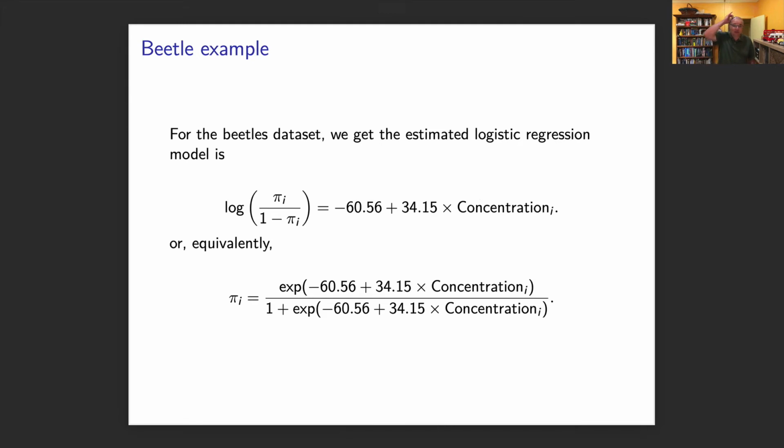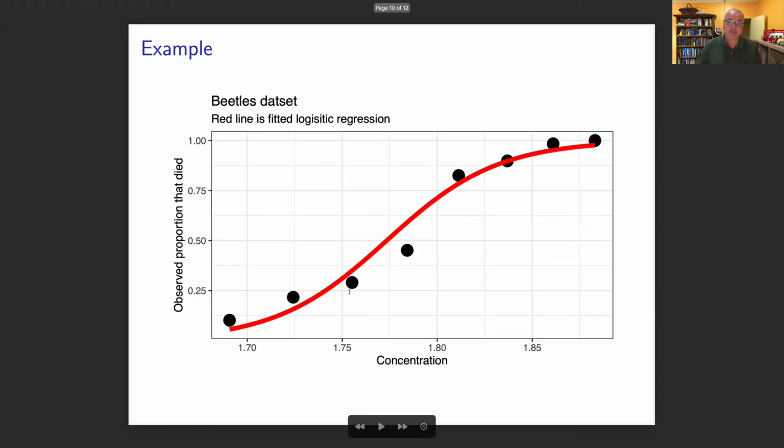So let's see about the Beetle data set. I will do a case study where we actually fit the logistic regression. I'll show you how to do that in the case study. But once we get that, we get this result: the log of pi i over 1 minus pi i. So notice it's not just y i, it's the log of the odds, is equal to minus 60.7 plus 34.15 times concentration. So I can plug in my concentration, I can get my log odds. Or I can rearrange that and say if I wanted the actual probability, I can put in my concentration, put it into this equation, take the exponential over 1 plus the exponential, and that will give me the probability.